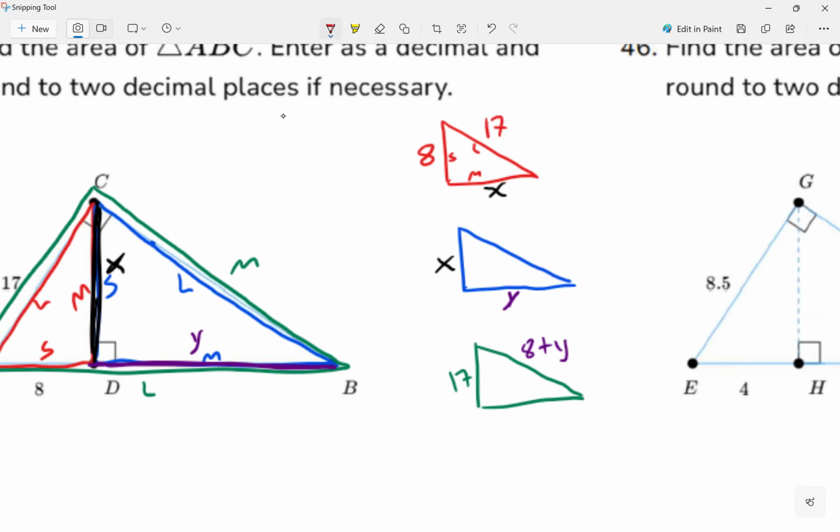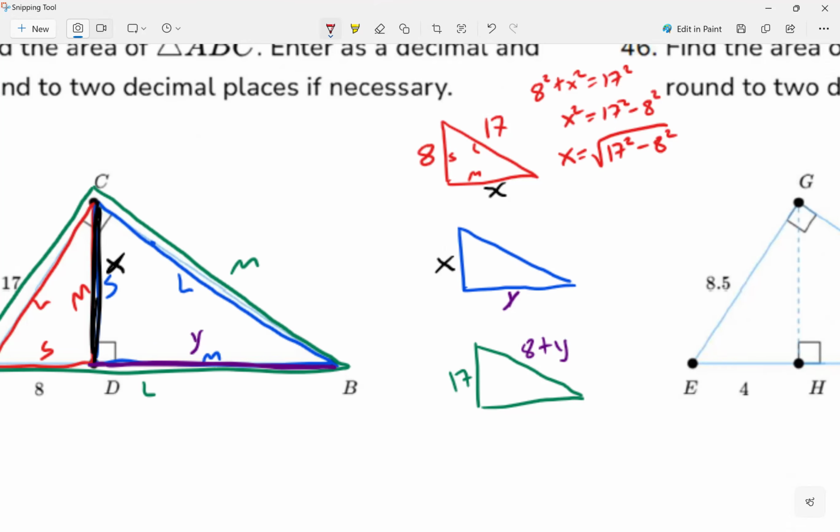Remember, a squared plus b squared equals c squared. When I'm solving for this side, basically I have that 8 squared plus x squared is equal to 17 squared. So x squared is equal to 17 squared minus 8 squared. So x is equal to the square root of 17 squared minus 8 squared. Type that in on a calculator.